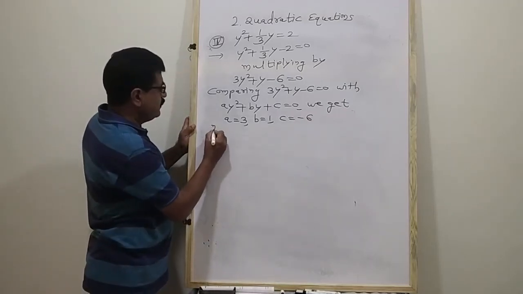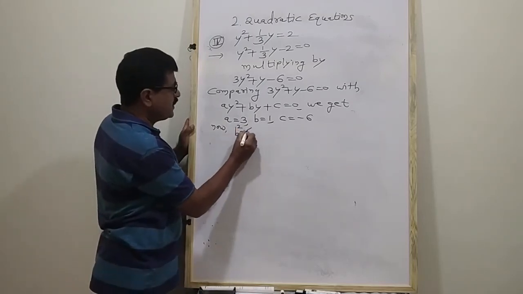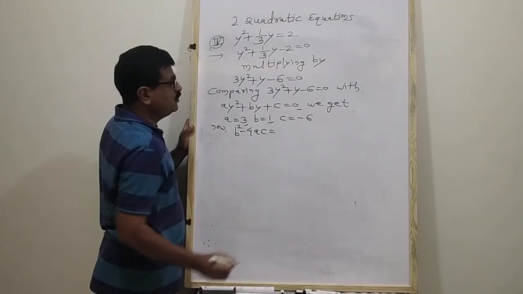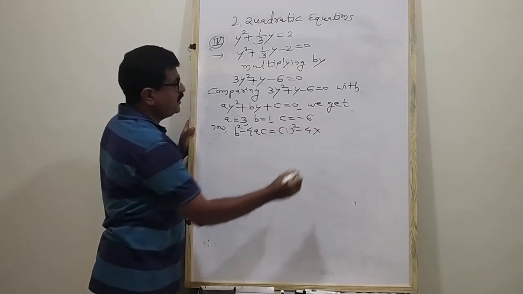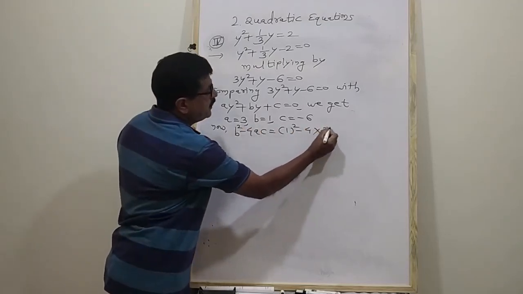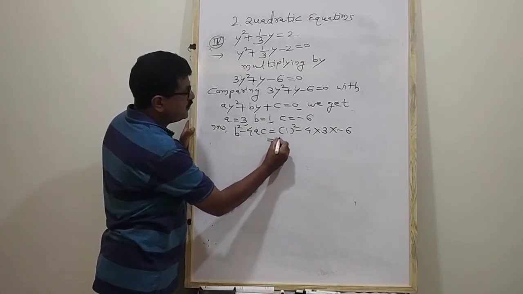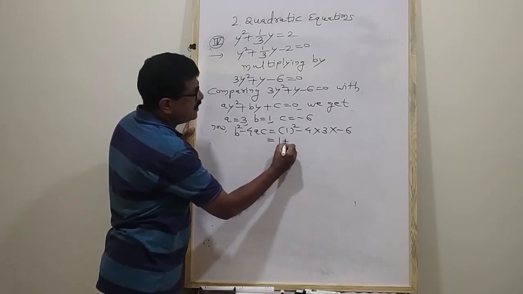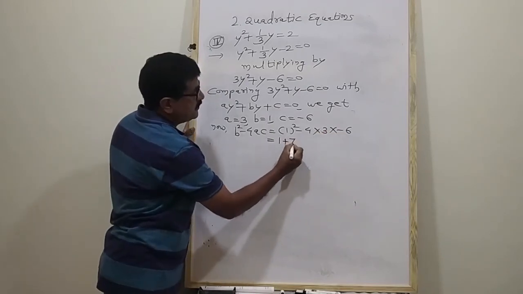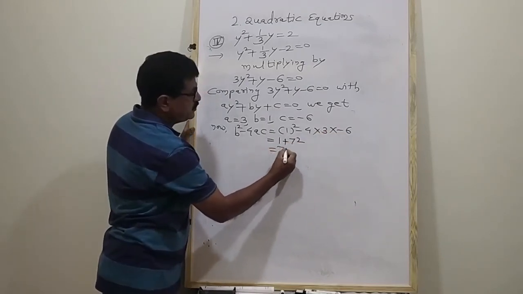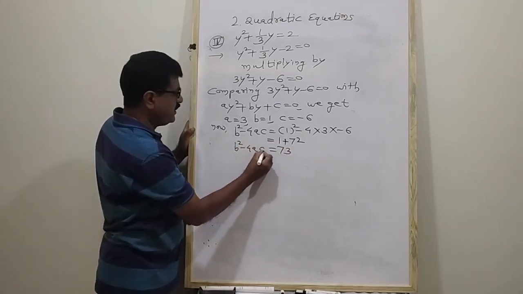Now second step, find the value of b square minus 4ac. b square minus 4ac is equal to, put value of b is 1 square minus 4 into a is 3 into c is minus 6, is equal to 1 square is 1, minus into minus plus, 4 into 3 is 12, into 6 is 72, is equal to 73. This is value of b square minus 4ac.